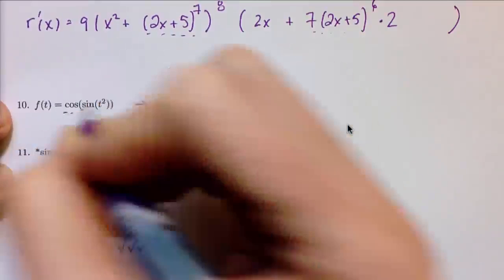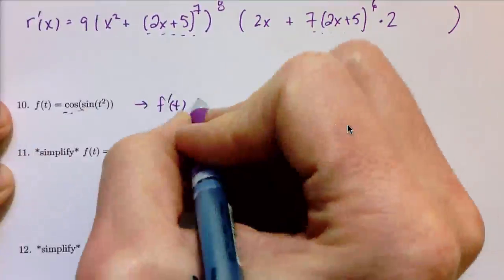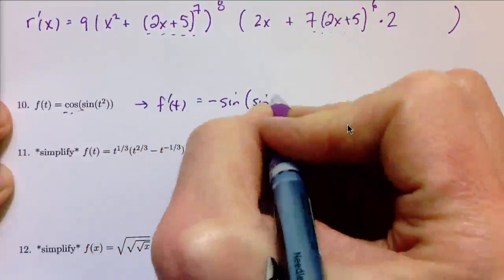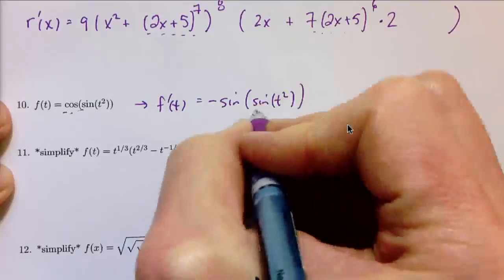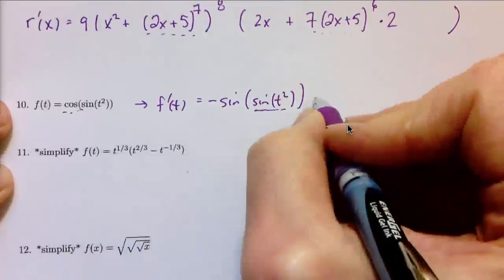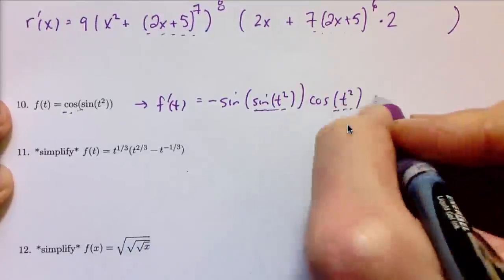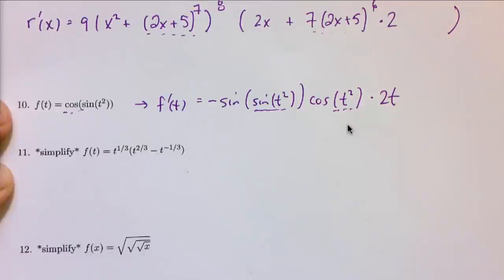I'm going to start with the outside function. This is cosine of some stuff, so the derivative of cosine of some stuff is minus sine of the stuff times the derivative of the inside. The derivative of sine of some stuff is cosine of the stuff times the derivative of the inside, 2t. So it's a double chain rule.